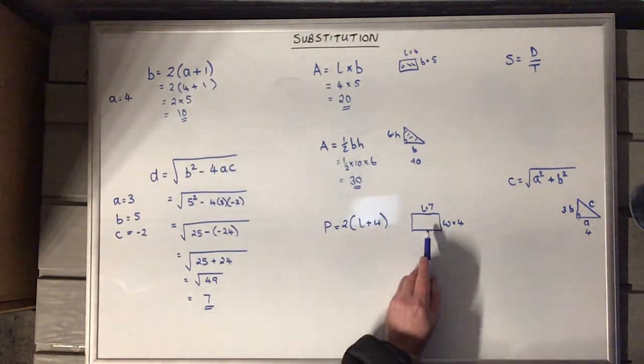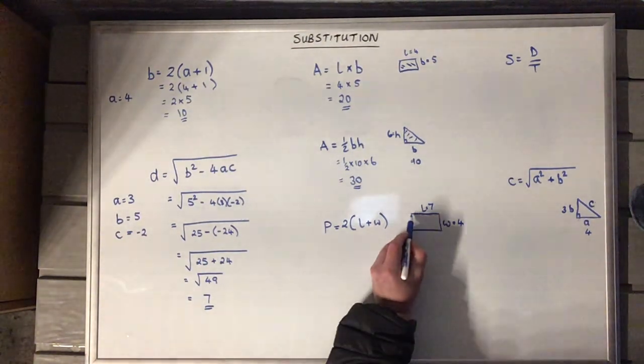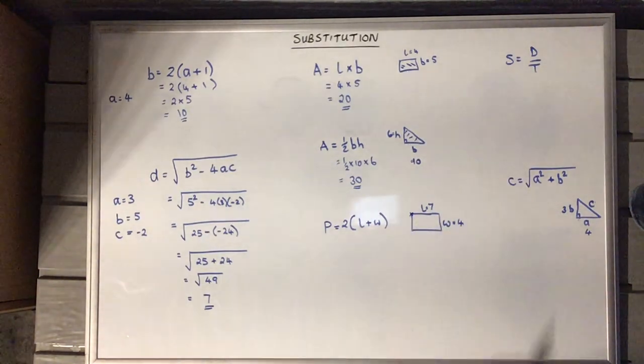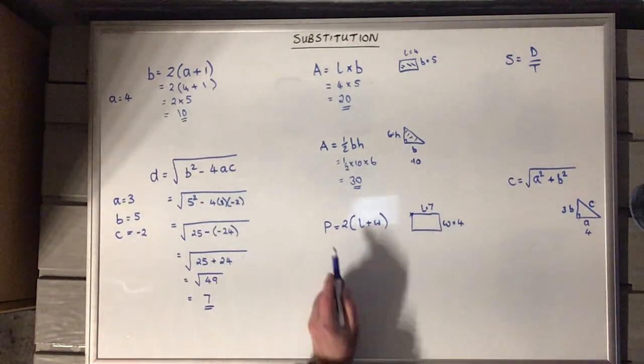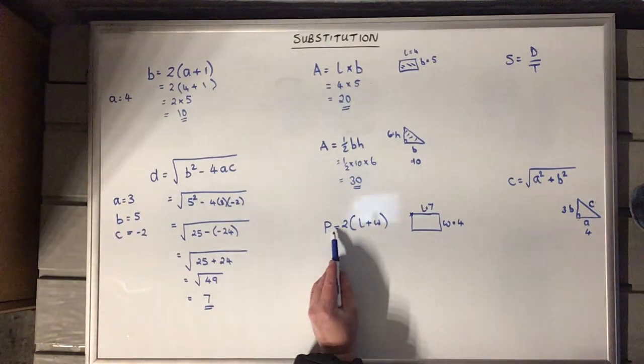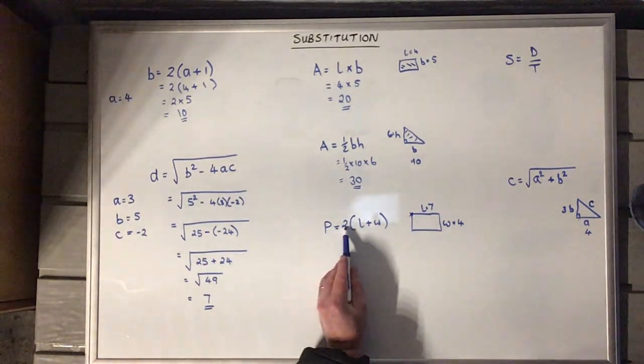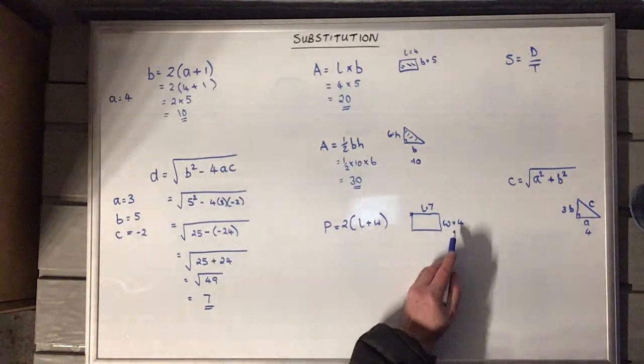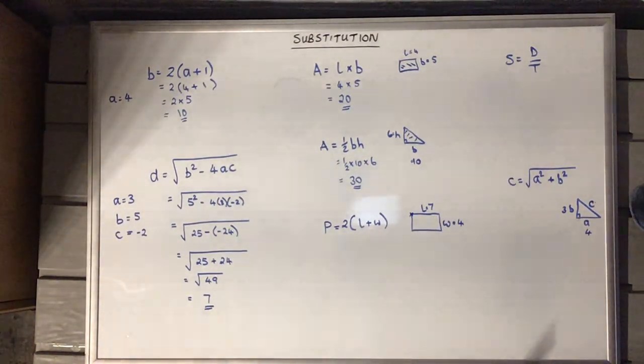So, what's the perimeter of this rectangle? If we start here and we wander round the outside of it and come back to where we started, what would the length of that be? Well, according to the formula, P, the perimeter, is equal to 2 bracket, L plus W, close bracket. I've attached values to this rectangle already. The length is 7 and the width is 4.